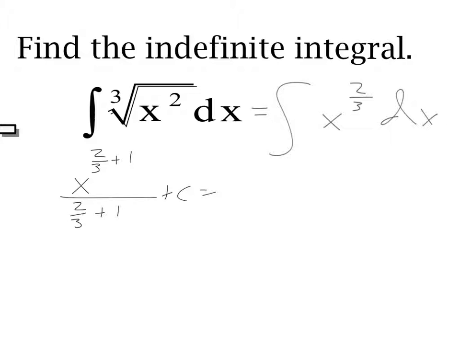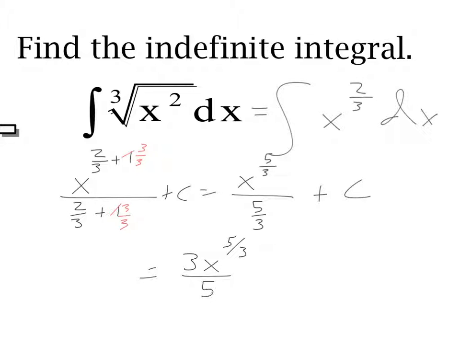Well, we're going to want common denominators here, right? So instead of 1, maybe a better idea would be to think of that as 3/3 and 3/3. And so this would be x to the 5/3 over 5/3 plus c. Well, remember, when you're dividing by a fraction, it's the same thing as multiplying by the reciprocal. So this is actually equal to 3x to the 5/3 over 5 plus c. And there you go.